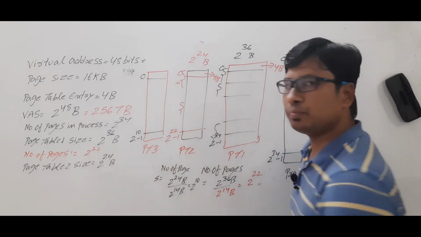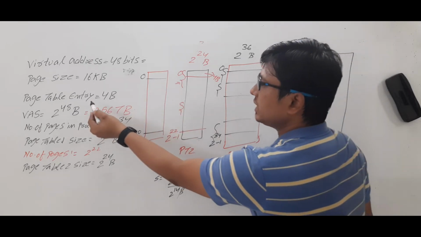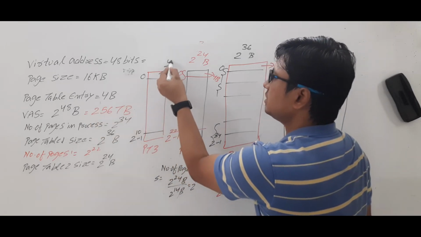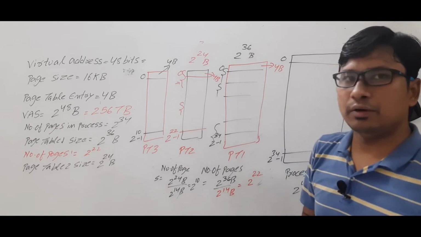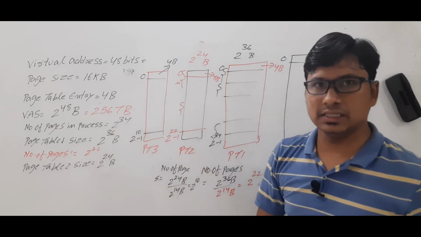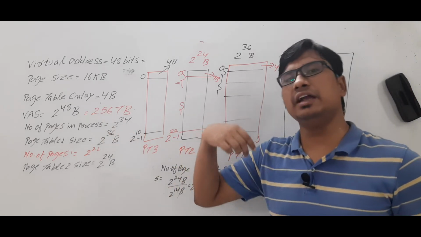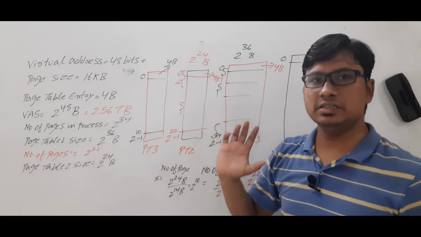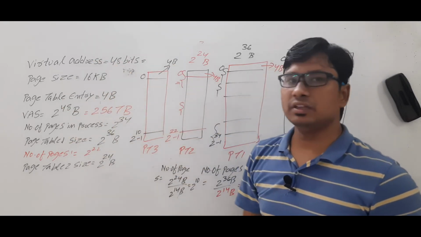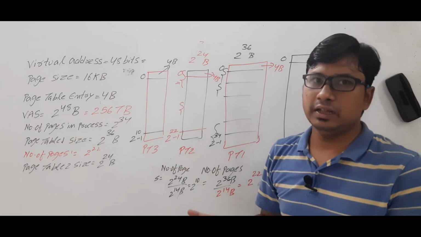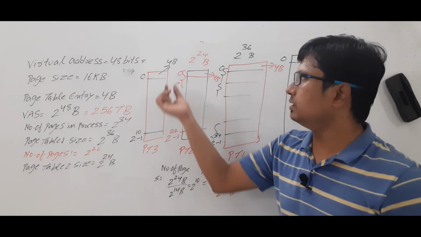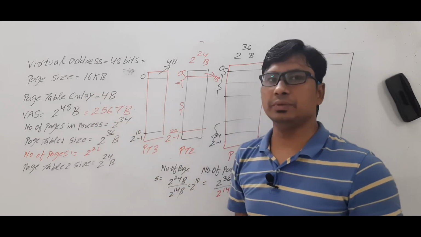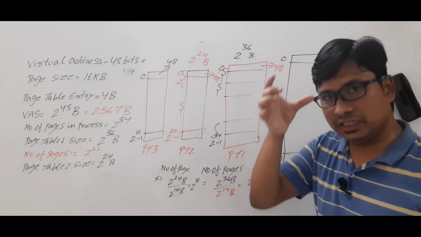And if you have 2 power 10 entries and one entry size is 4 bytes, is it clear? See, they have given that the page table entry, meaning the optional fields and the frame number, totally has 32 bits of information. They have not given the physical address space, so I don't know what the frame number is. So they have given complete information as 4 bytes, which is 32 bits.